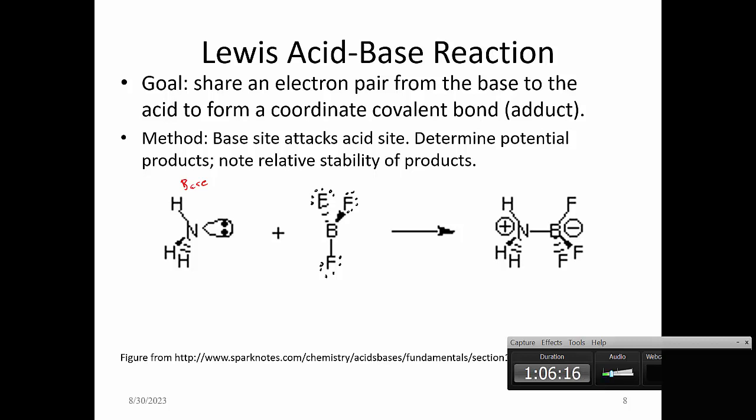Well, it has to do with this. The more willing it is to donate the lone pair, the better. But by willing, I mean, nitrogen is happy as is. 3 bond pairs, 1 lone pair. It's got the tetrahedral electron geometry, trigonal pyramidal molecular geometry. It's fine.